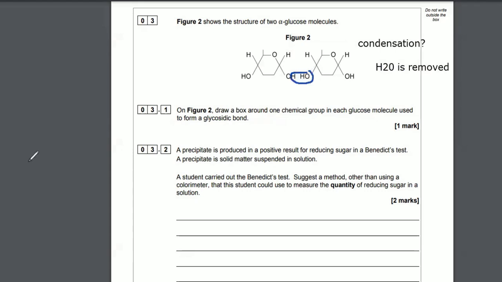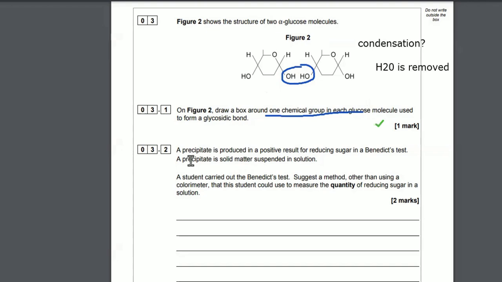So you could circle both of them, or you could just circle an H on one and an OH on the other. So either of these are correct and acceptable. The mark scheme's first point is to circle both chemical groups, which are the two hydroxyl groups. But of course, you only lose one OH and one H. So you could just circle an OH and then an H.